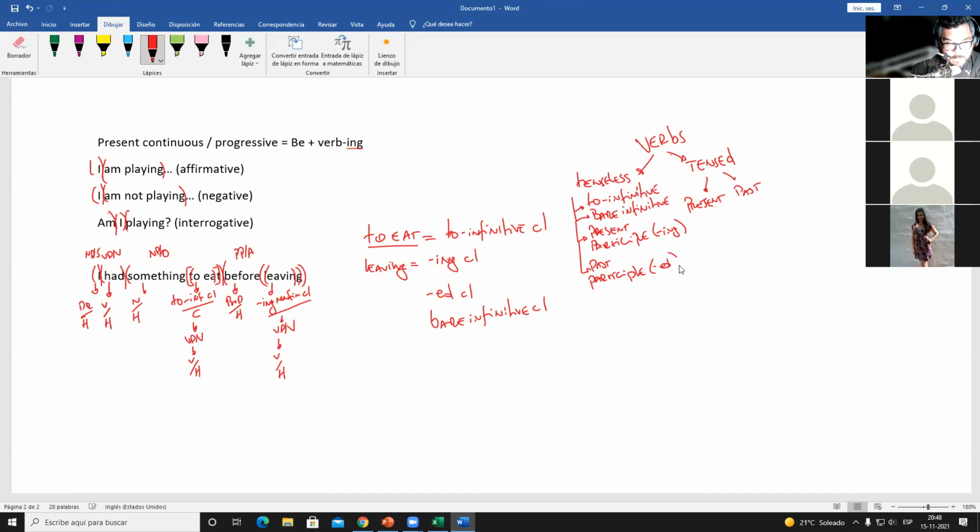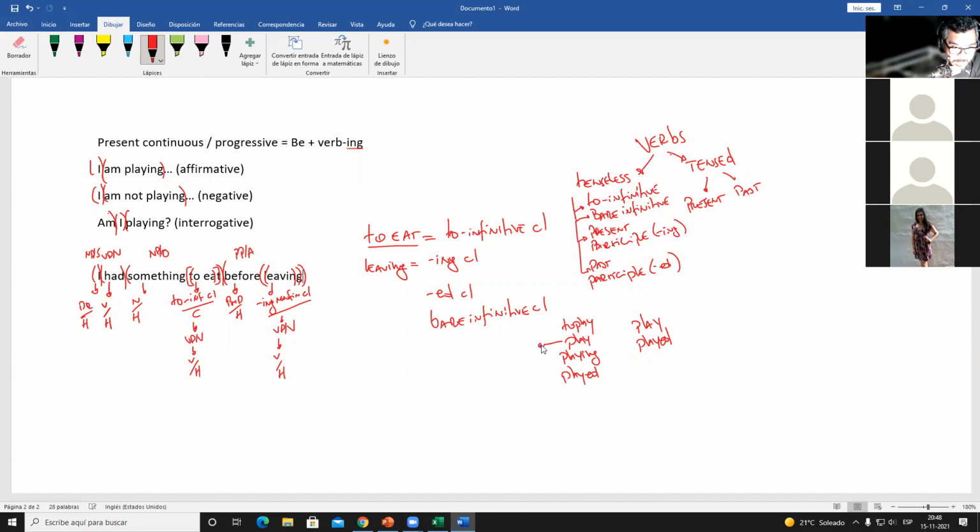O sea, con forma ed. Esas son todas las formas que tiene un verbo. O sea, el verbo play: si es tense, played es tense, pero puede ser to play, puede ser play, puede ser playing y puede ser played. Dependiendo de cómo se use.